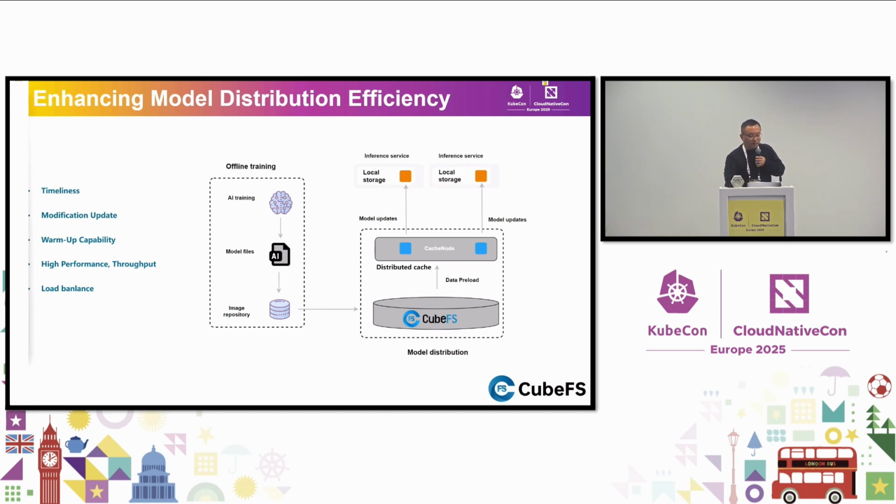The cache system also needs to have several technical capabilities. The first is high performance and high throughput, and the second is load balancing to avoid the situation where hot caches can't stand the massive requests. As shown in the diagram, after the AI training model is stored in CubeFS, it will be distributed to terminals of the inference services through the cache system.